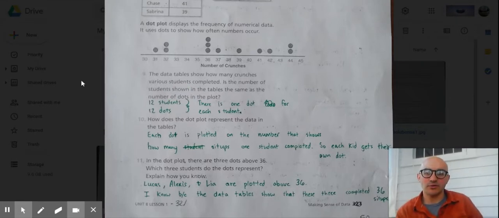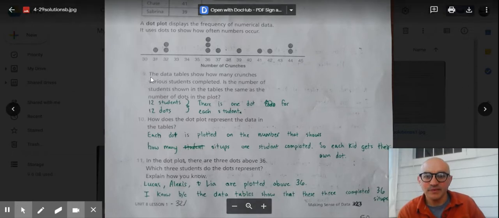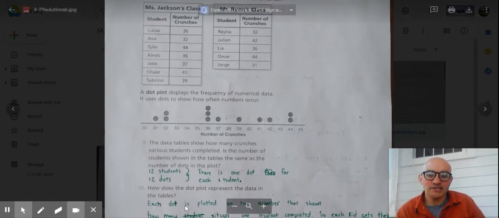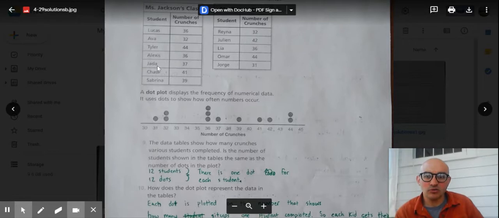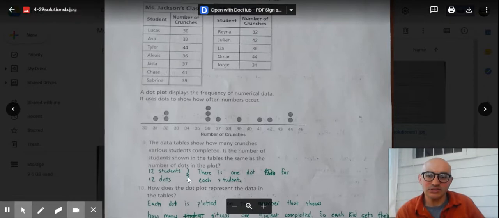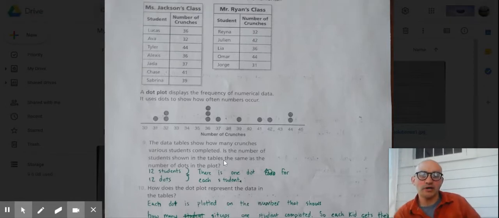So let's take you through this page here, and then we'll go back to the first page to answer those couple of questions that the paper asked you. So problem number 9 says the data tables show how many crunches various students completed. Is the number of students shown on the tables the same as the number of students in the plot? What they're asking us to do here is count up the total number of students that we've collected data from. That's 12 students. You can count them up and add them yourself. Then you count up each dot, and we can see simply that there are 12 dots. So there is 1 dot for each student.